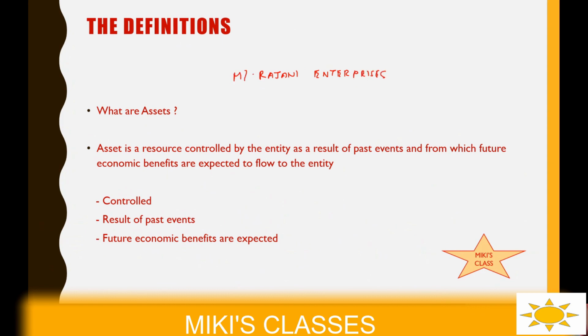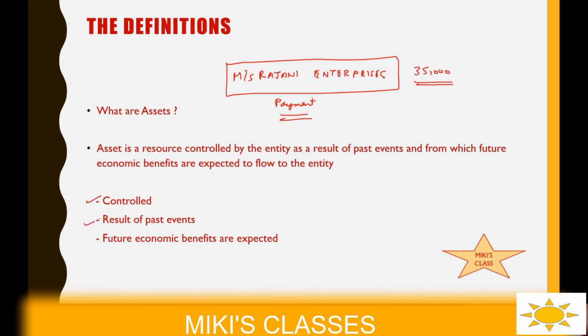So we are trying to check if Rajani Enterprises is an asset. We are expecting payment of how much? 35,000 from Rajani Enterprises. Is that controlled by us? Yes, because legally we are entitled to that payment of 35,000, right? So we control that from Rajani Enterprises. That payment which has to come, we control that legally. Correct?